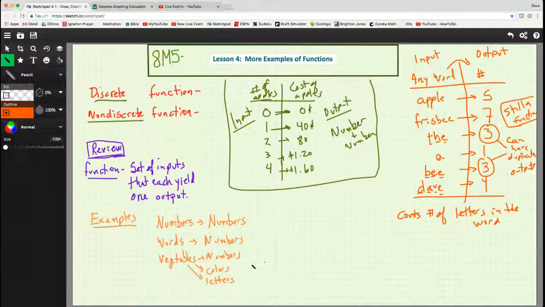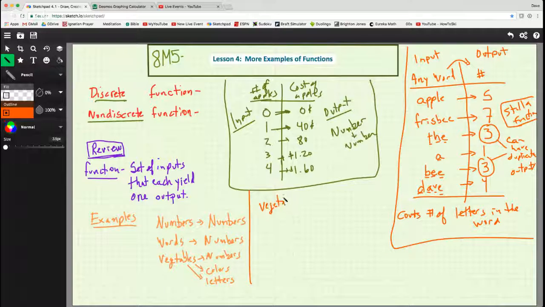Now, I just wanted to remind you that functions don't have to just be numbers going to numbers. They can be words going to numbers. And then sometimes they can even be specific, like vegetables. So let's just do that one real quick. I'll write 2 functions with vegetables. On this side, it'll be carrots, and over here, it's orange. And over here, it would be, let's see, celery, green.